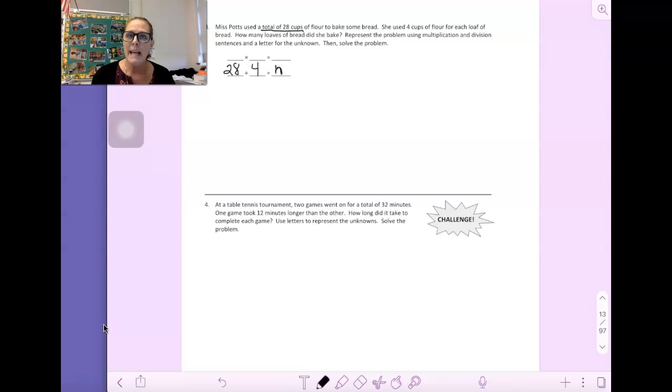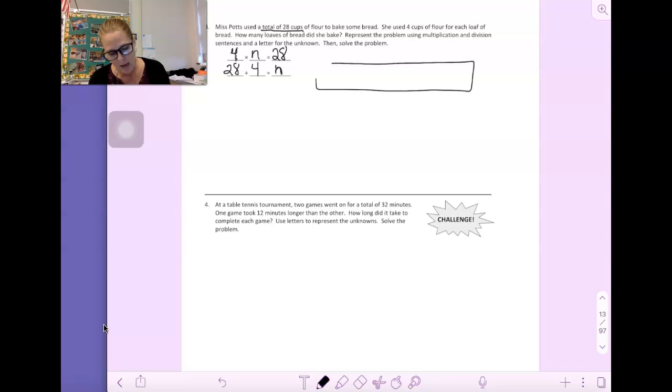Now, the multiplication sentence that goes with that would be 4 cups of flour times, I don't know how many loaves of bread she made, equals a total of 28 cups of flour. Now it says represent using multiplication and division and then solve the problem.